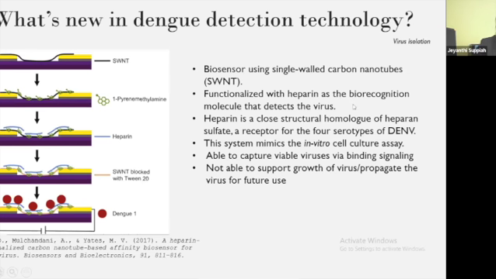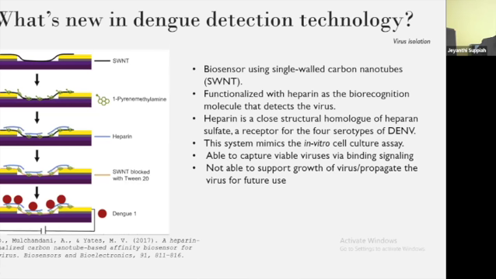Now, dengue binds to a wide range of host receptors in order for it to be internalized and replicate in the host. So one of the receptors is heparan sulfate. So here the researchers used heparin, which is a close analog to heparan sulfate, as a receptor to the 4 serotypes. So they attached or overlaid the heparin to the SWNT, and then they went through a series of chemical treatments, and then this system was able to capture viable viruses via binding signaling.